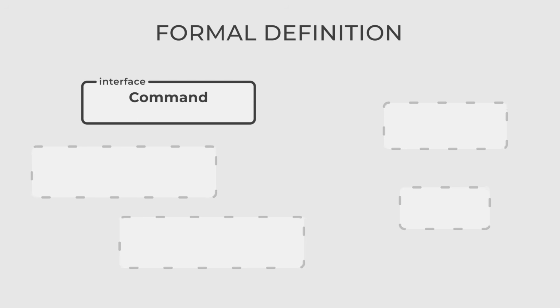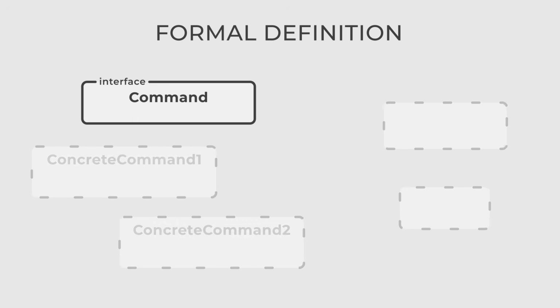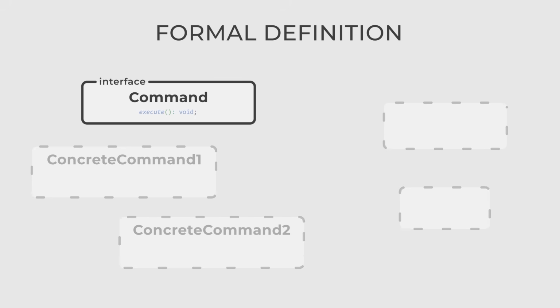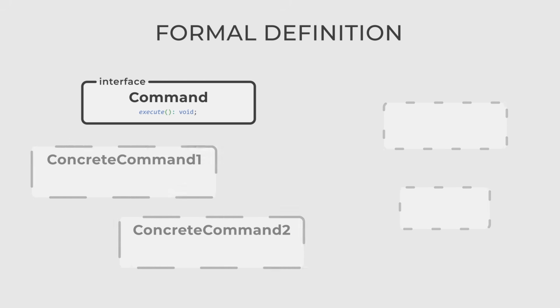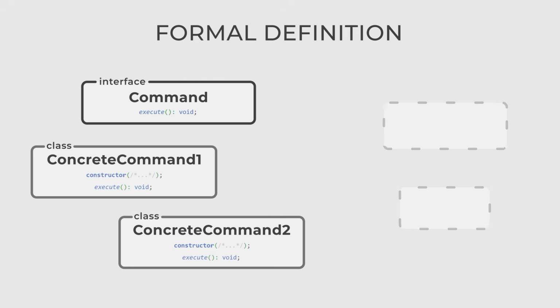There are 4 actors in this design pattern. The command defines the common interface for all concrete command objects. It usually includes an execute method. The concrete commands are subclasses of command that encapsulate a specific action by binding a receiver to the action's execution.